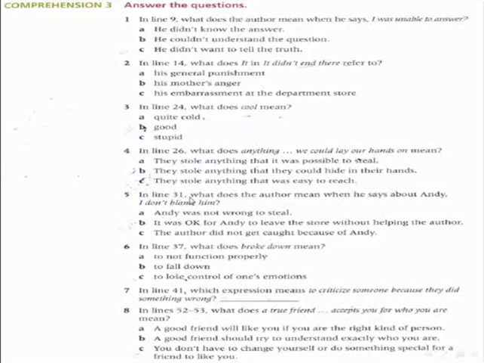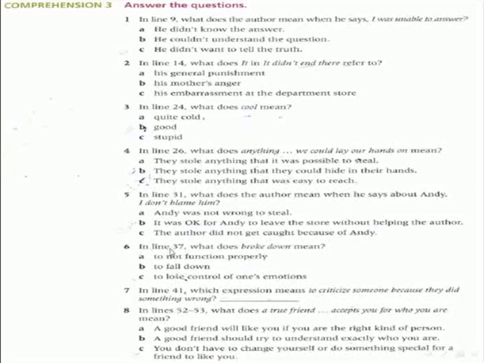5. In line 31, what does the author mean when he says about Andy, I don't blame him? What does it mean, I don't blame him? Is it A, B, or C? Actually, B is the answer. It was okay for Andy to leave the store without helping the author.